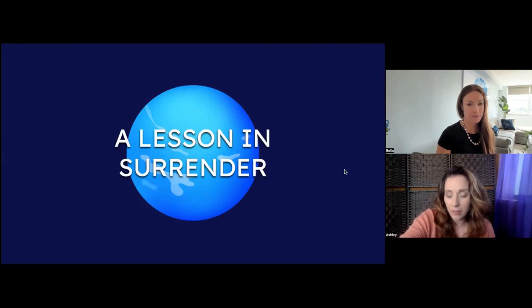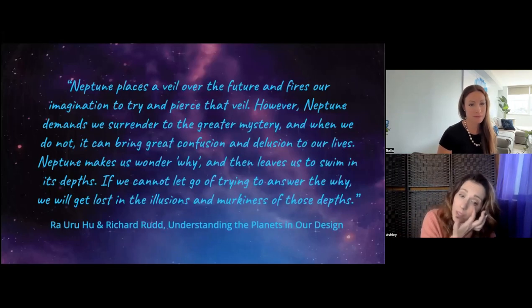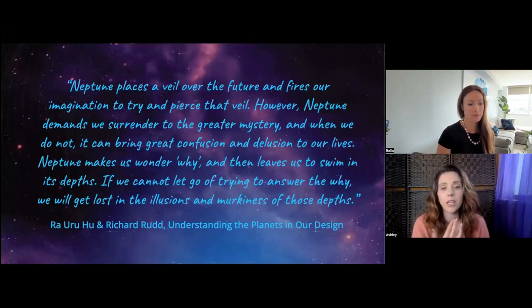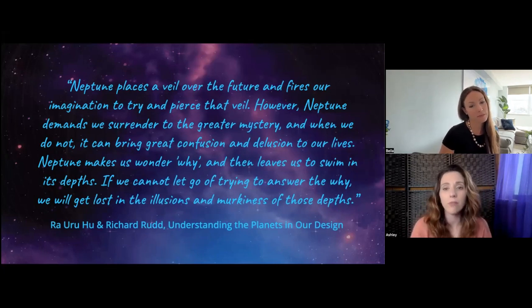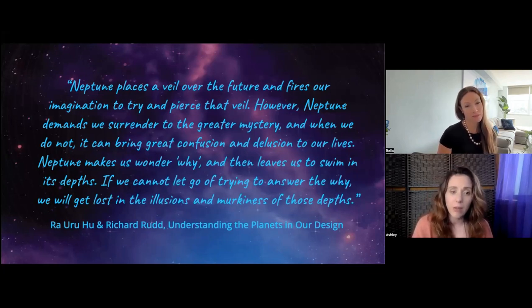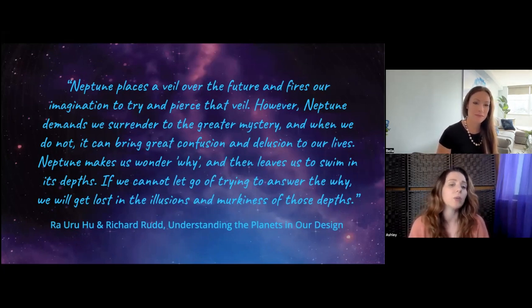So remember Bella mentioned earlier that Neptune's going to deliver us lessons in surrender. So here we have a quote from Richard Rudd and Ra from the Understanding the Planets in Our Design book. They say that Neptune places a veil over the future and fires our imagination to try and pierce that veil. However, Neptune demands we surrender to the greater mystery, and when we do not, it can bring great confusion and delusion to our lives. Neptune makes us wonder why, and then leaves us to swim in its depths. If we cannot let go of trying to answer the why, we will get lost in the illusions and murkiness of those depths.